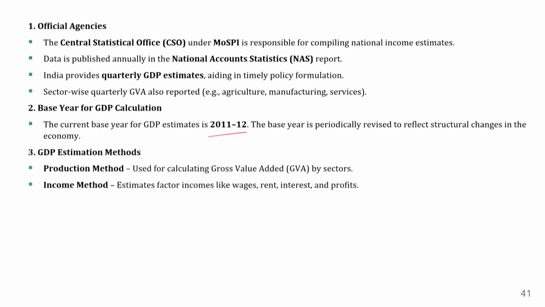For estimating GDP, we use all three methods. The production method is mainly used in the agriculture sector, the income method is mainly used in the manufacturing and service sectors, and the expenditure method is mainly used to get the GDP calculation for the construction sector.